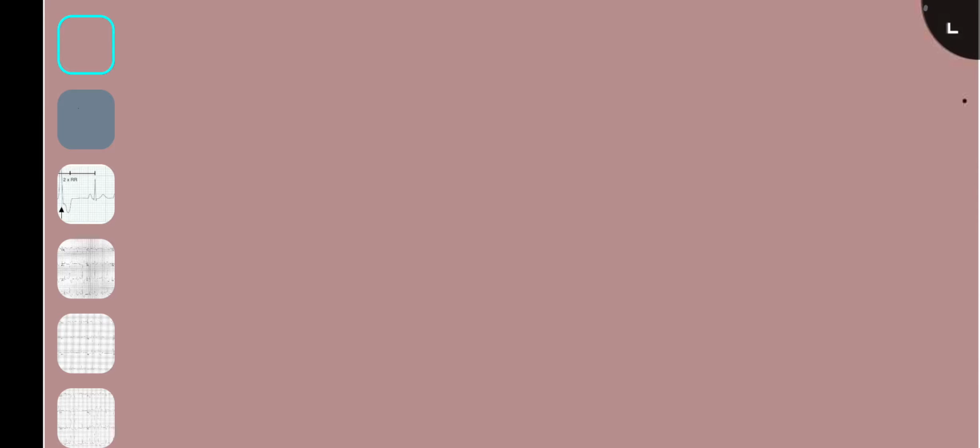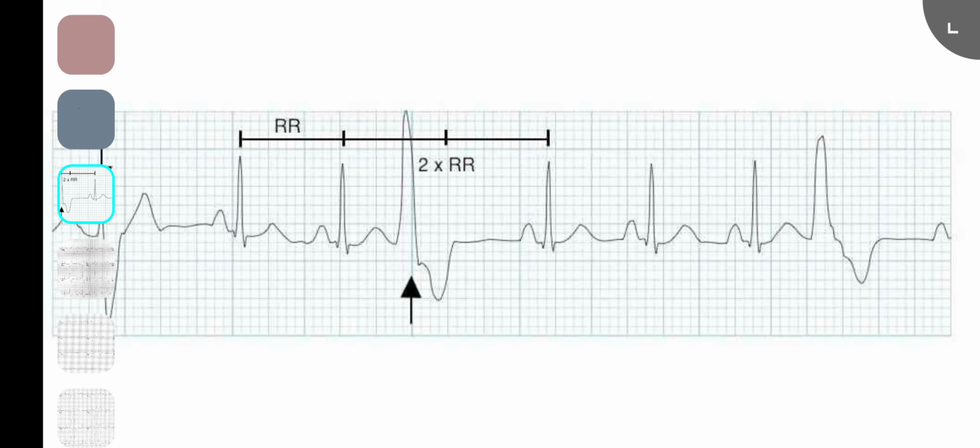Hi, this is Dr. Sham, and today we are going to talk about the PVC, premature ventricular contraction. The premature ventricular contraction, as the name implies, is a premature beat that's arising from the ventricles. That could be either from the right ventricle or from the left ventricle.